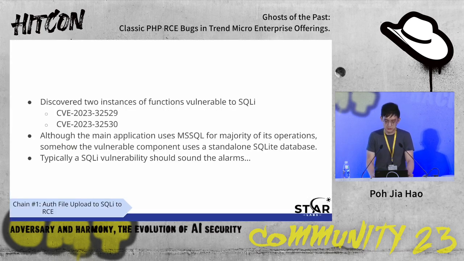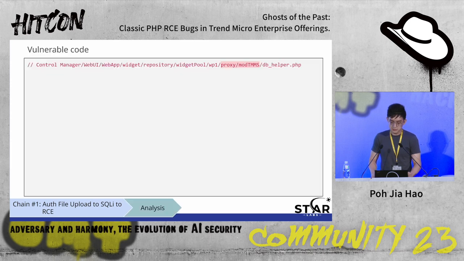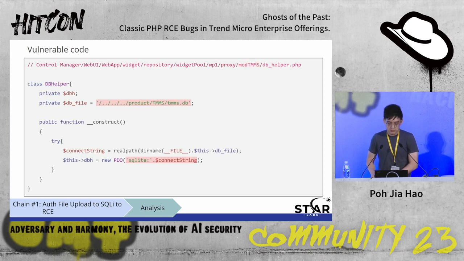I found two SQL injection vulnerabilities, which both led to code execution. This is interesting because the impacted database was SQLite, even though the application largely relies on Microsoft SQL for most of its operations. The vulnerable code resides inside this module called TMMS. It ignores the Microsoft SQL database and opted to use its own SQLite database. We can confirm this by taking a look at the module's PDO constructor. This is also the class that contains the vulnerable functions, which we'll see later on. According to the constructor, we can see that the SQLite database is found in the tmms.db file.